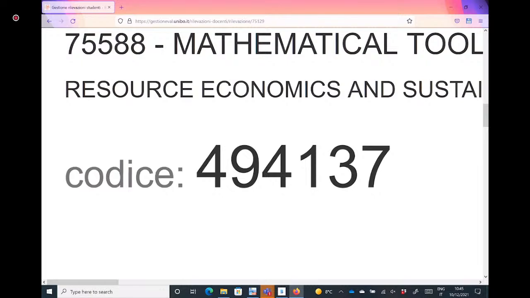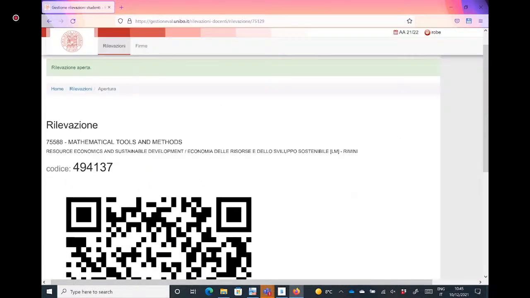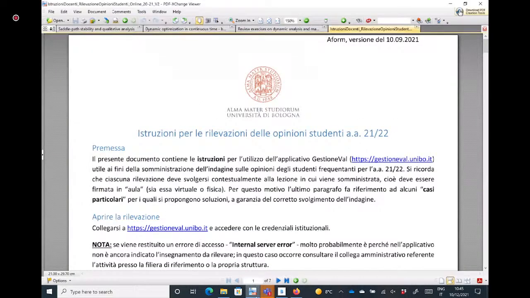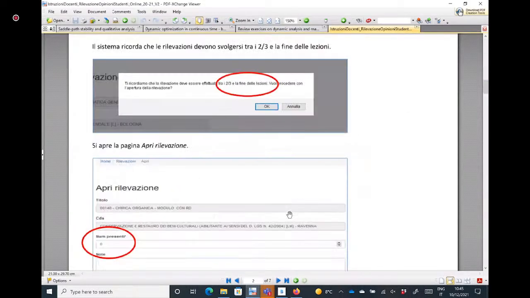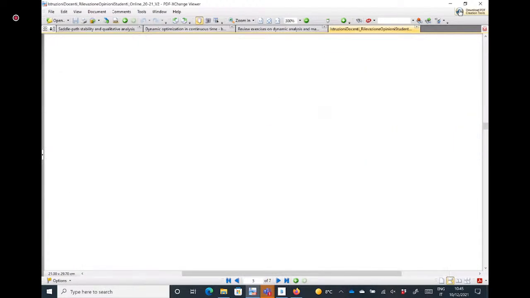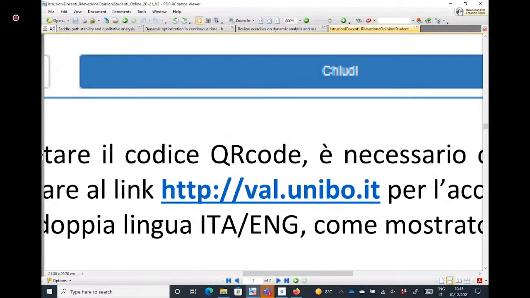Aspetti, l'ho fatto vedere prima, si fa così, guardi. Abbasso un attimo. Allora, si fa così. Si va in questo sito. This is the website. Ok. val.unibo.it. Ok? Adesso mostro ancora il codice.